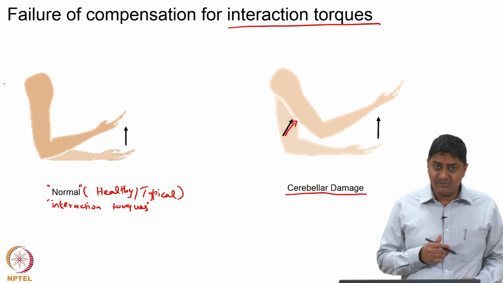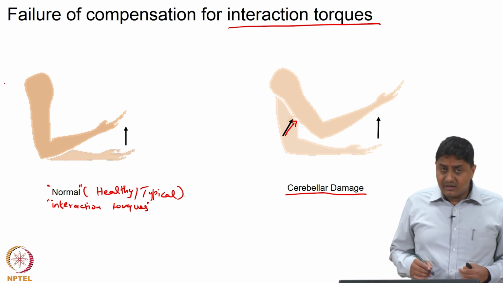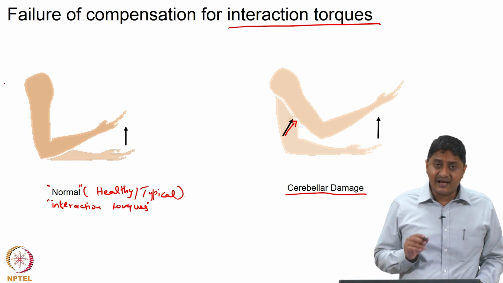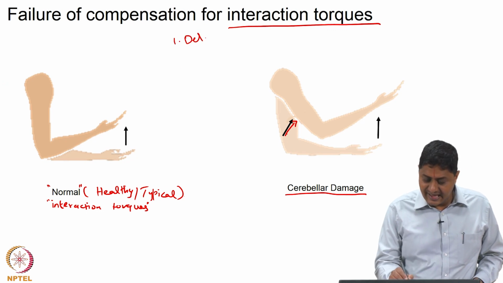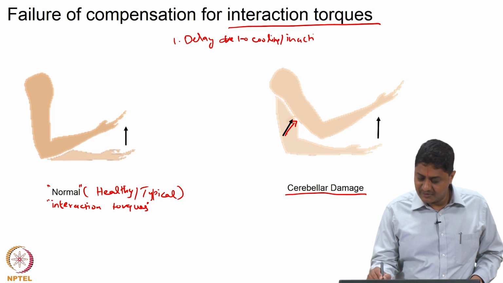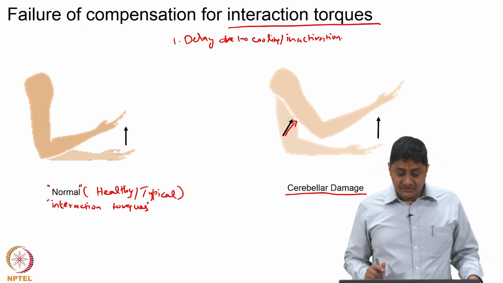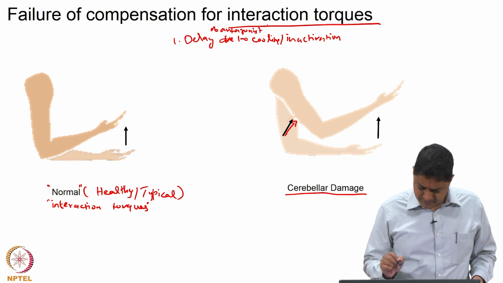This has been tested in animal models by cooling of the deep cerebellar nuclei, which is a temporary perturbation. When that happens, what is observed is that there is a delay due to cooling or inactivation of neurons in the deep nucleus. Why does this happen? Delay of what? Delay of antagonist movements, or delay of the onset of movements.